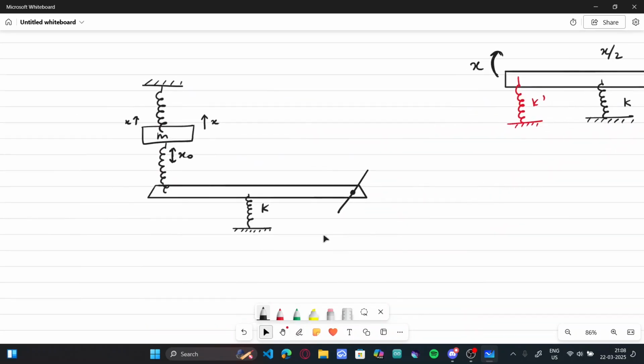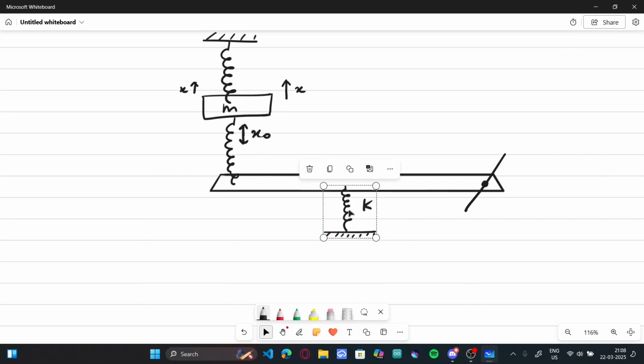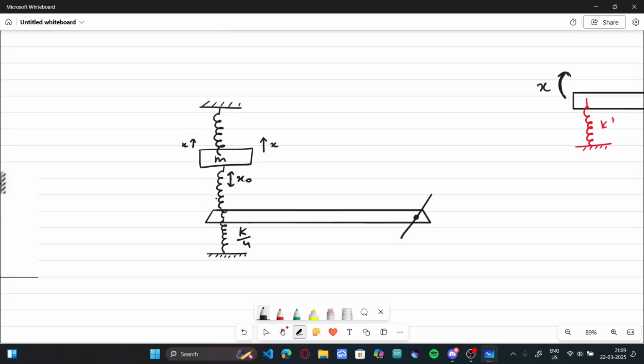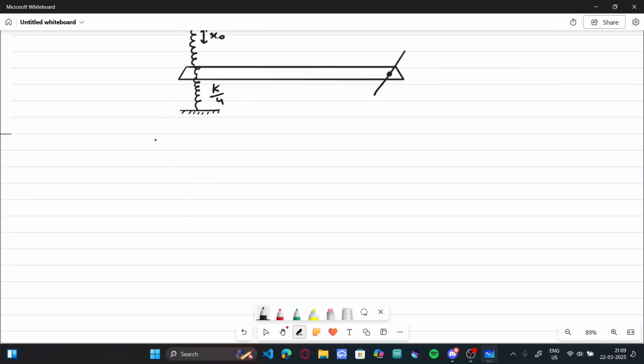So coming back to the problem here, if we take this spring and place it over here, we need to reduce the spring constant by a factor of 4. This will have the same effect as the spring placed over here. Now this is pretty easy to solve. We just take these springs as in series, and this whole problem effectively boils down to this simple problem which everyone knows how to solve.